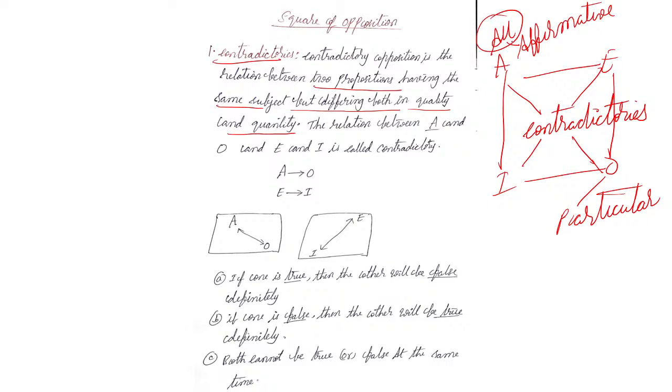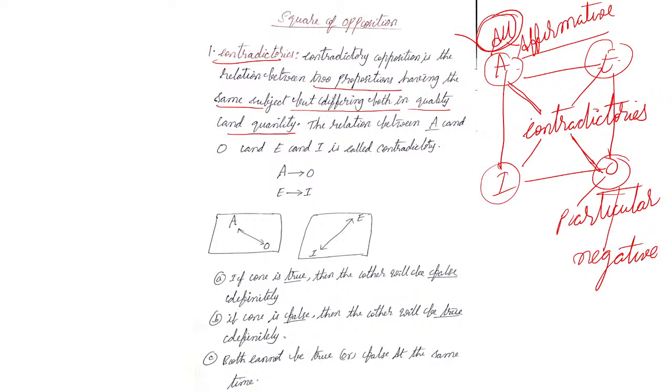These are universal. Whichever are upside, A comma E, are universal, I comma O are particular, right? Here these two are contradictories. A and O are contradictories. Why are we saying like that? We will see why they are contradictory. Here it is all. Here it is particular. Here it is affirmative. Here it is negative. Particular negative, right? It is universal affirmative. Here it is particular negative.